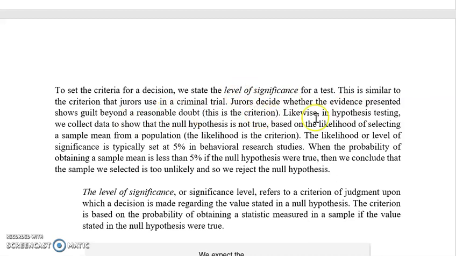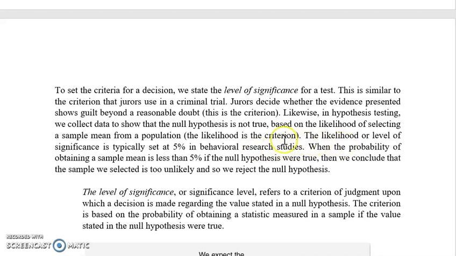Jurors decide whether the evidence presented shows guilt beyond a reasonable doubt. This is the criterion in a courtroom. But likewise in hypothesis testing in statistics, we collect data to show that the null hypothesis is not true based on the likelihood of selecting a sample mean from a population. Because usually we do not analyze the population, but rather get samples in order to make inferences about the population.